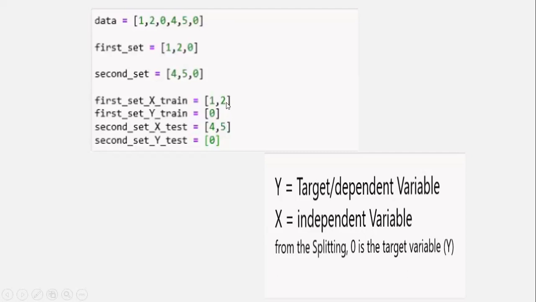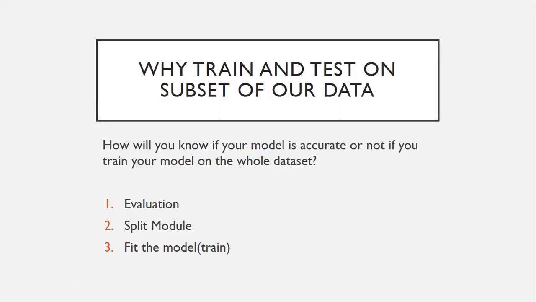It's 1, 2. Then the first set of y train, that is our dependent variable, is 0. That's what we want to predict. Then the second set, x test, is 4, 5, and y test is 0. So what we want to predict is y. We want to predict this value y, which is our dependent variable, which is the price. But for our x variable, we are not predicting, we are training the model. So depending on what model we decide to pick on.